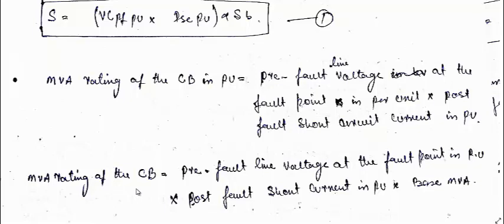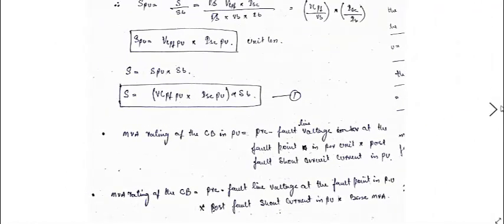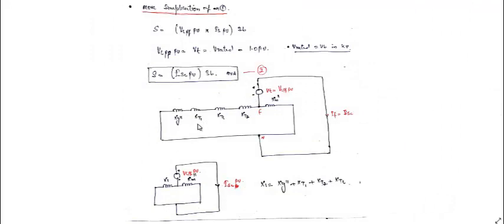MVA rating of the circuit breaker, that is, not in per unit but in actual value, is equal to the pre-fault line voltage at the fault point in per unit multiplied by the post-fault short circuit current in per unit. That means this same line multiplied by base MVA. That is the wording or statement of this equation. So I hope this is clear to you. Now some more simplification in this.